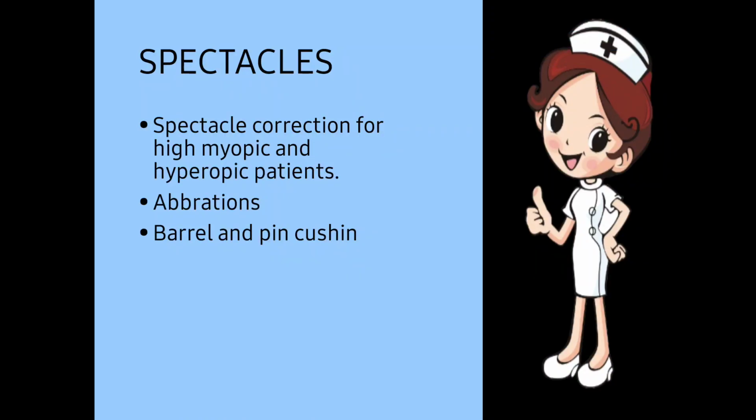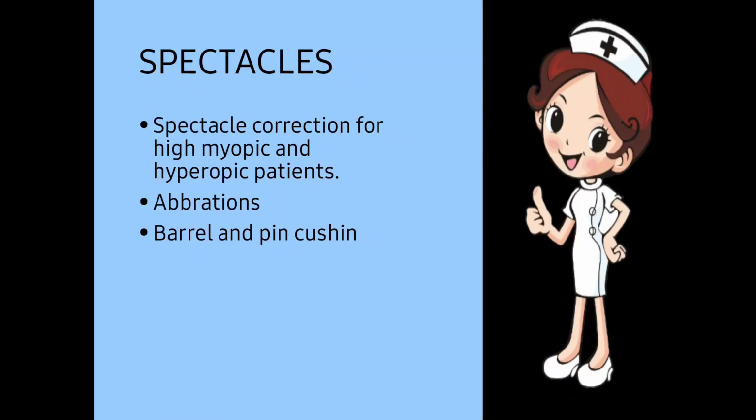Okay, first of all the spectacle correction is given for the high myopic and the high hyperopic patients. Okay, high myopic means high minus number. Those patients who have a high minus number, we will give a spectacle correction to them, as well as the high hyperopic patient. Hyperopic patients are those patients who have a high plus number. Next one, aberrations. Aberrations are basically the disturbances.